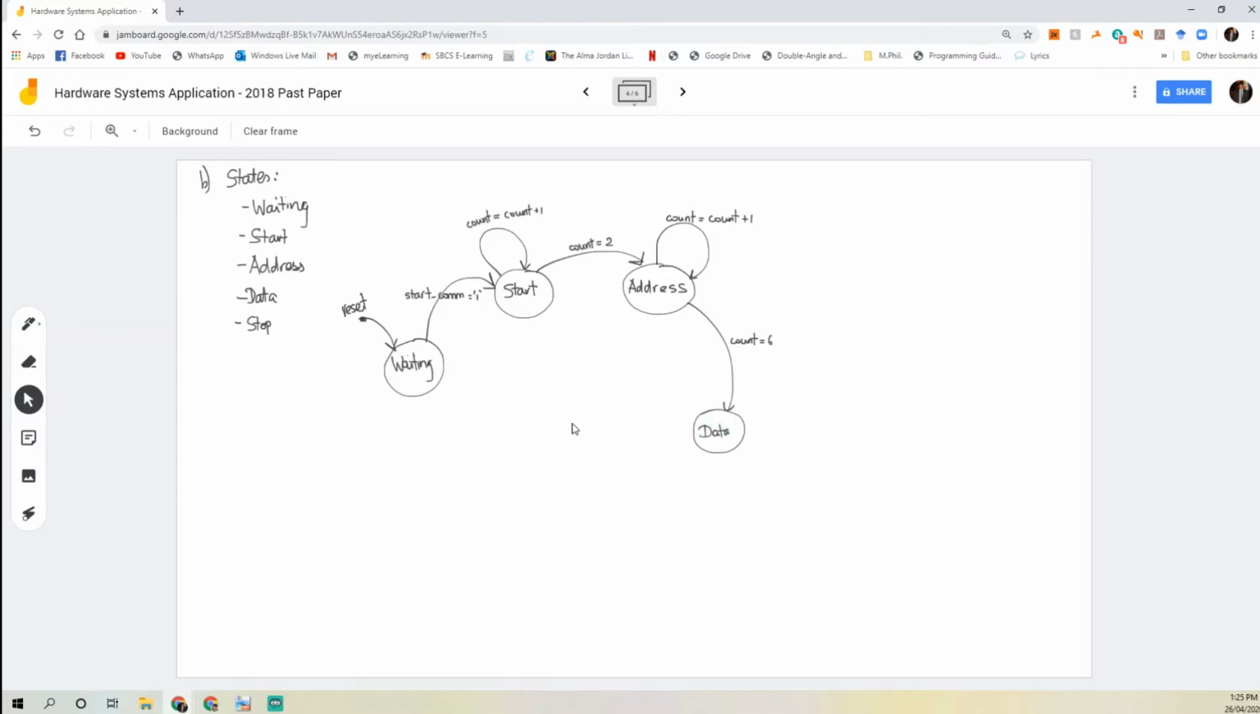All right. And again, we want to check when 8 bits have been transmitted. So to count those 8 bits, we're going to have this self transition saying count is equal to count plus 1. And then we're going to exit this state when the count is equal to 8.